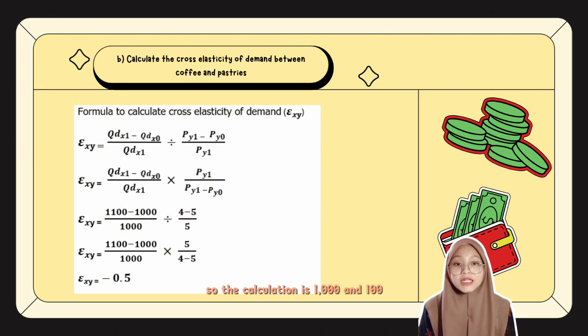So the calculation is 1,100 minus 1,000, and we will divide it by 1,000. Then we will multiply the answer by 5 divided by 4 minus 5. So the answer is negative 0.5.